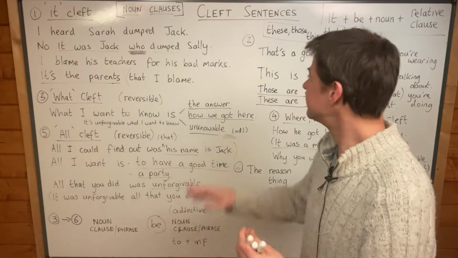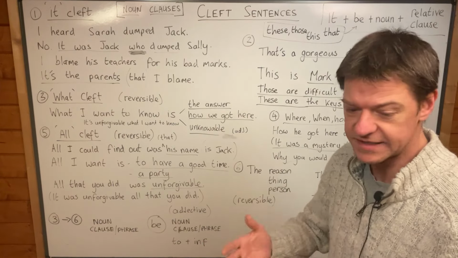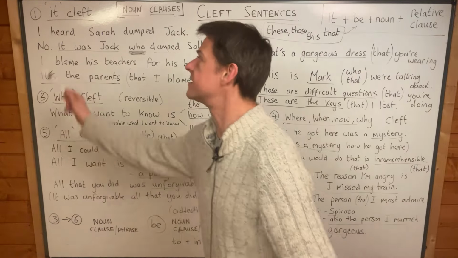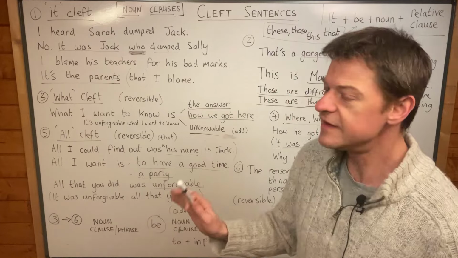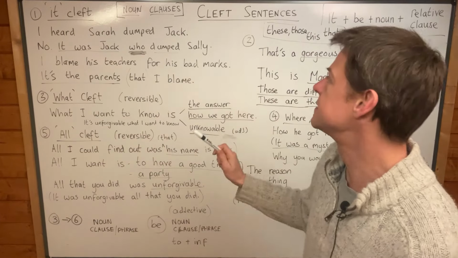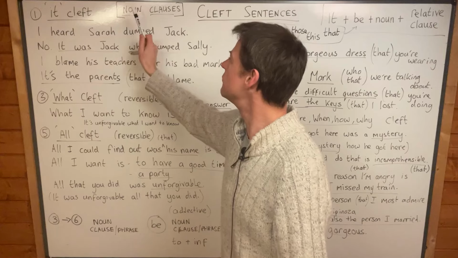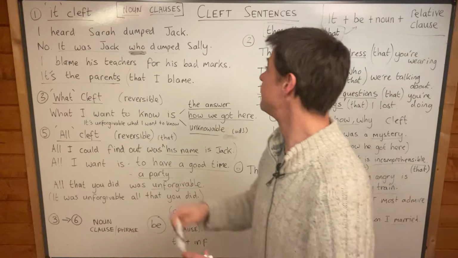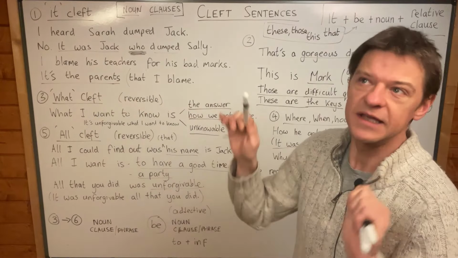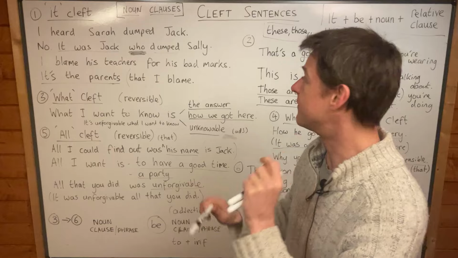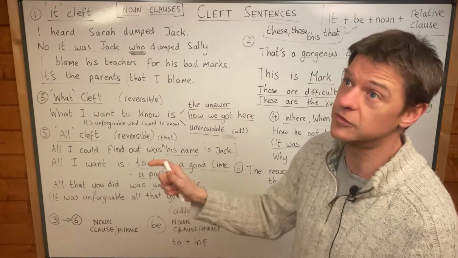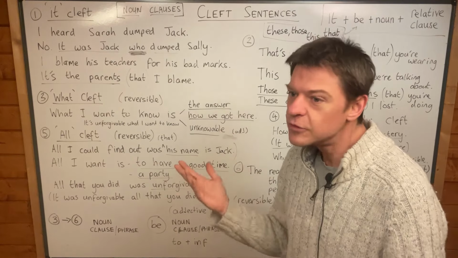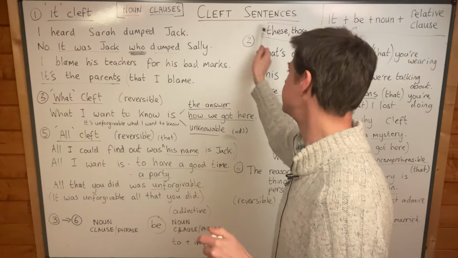Now, cleft sentences, I think if we wanted to give them a definition, because there are some different types, and I do think that the it cleft is very different from the other types of cleft, but they all involve noun clauses, okay? And sometimes they even involve two noun clauses in the same sentence. You know, you can have a noun clause as subject and a noun clause as object. And so you can get two in there. And so that would be one way of defining cleft sentences.